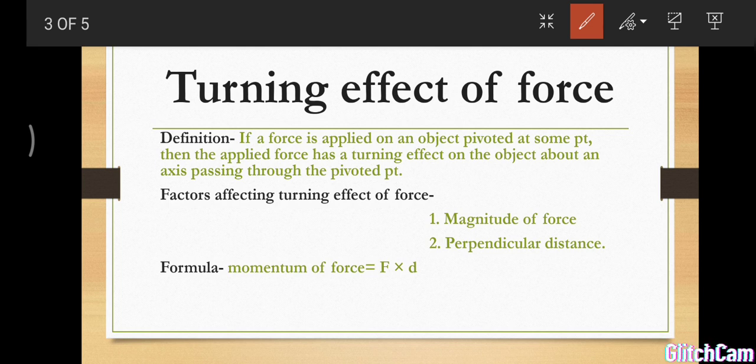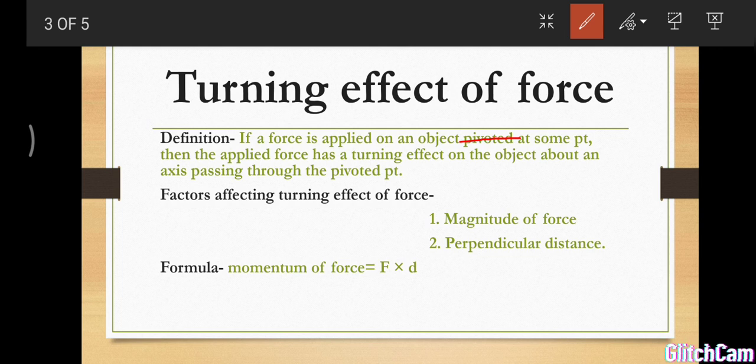So the definition of turning effect: if a force is applied on an object pivoted at some point, then the applied force has a turning effect on the object about an axis passing through the pivoted point. This is the definition of turning effect of force.